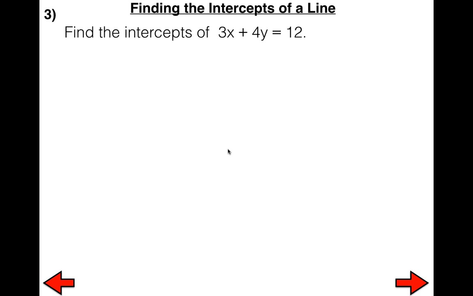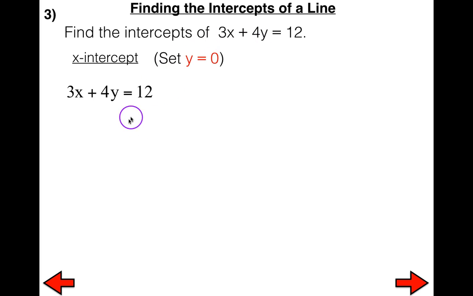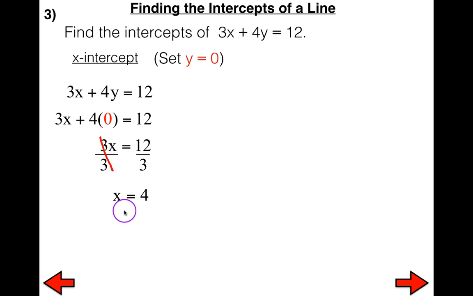Okay, so let's go ahead and check our answers. First things first, you're going to find the x-intercept by setting y equal to 0. So you're going to use the equation, but instead of y, you're going to substitute a 0 in, leaving you with 3x equals 12. You'll divide both sides by 3 to get rid of the coefficient, leaving you with x equals 4.